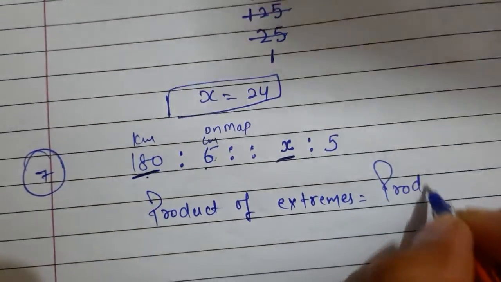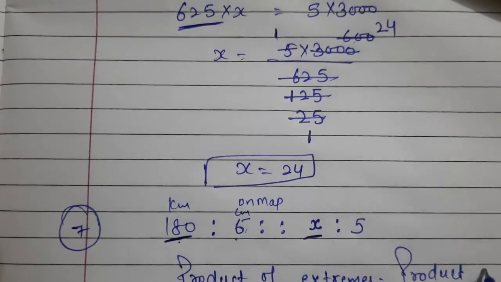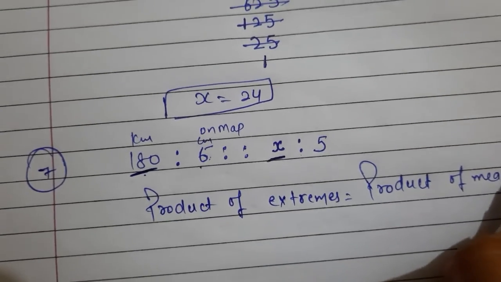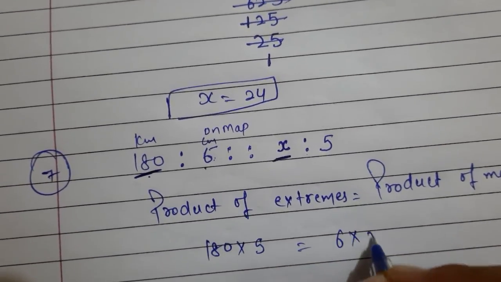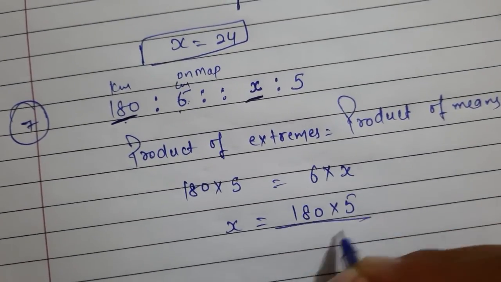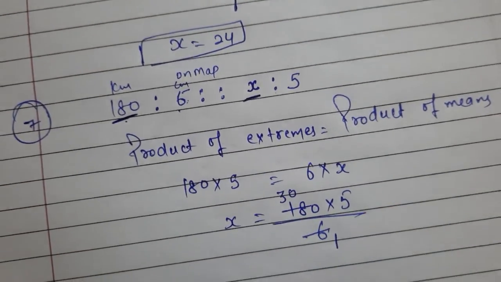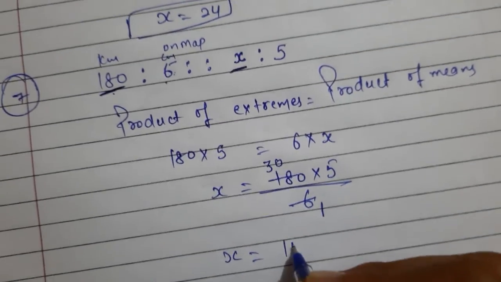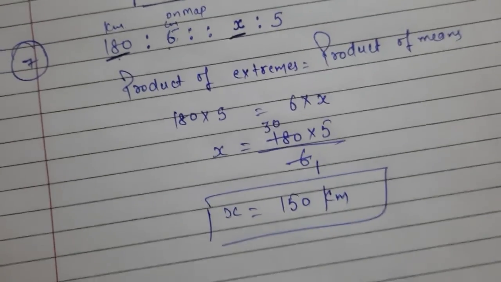So what can we do? You can tell me. Product of means: 180 into 5 is equal to 6 into x. X is equal to 180 into 5 upon 6. 6 ones are 6, 6 threes are 18, and 0 is there. X is equal to 150 kilometers, the actual distance. Clear to all?